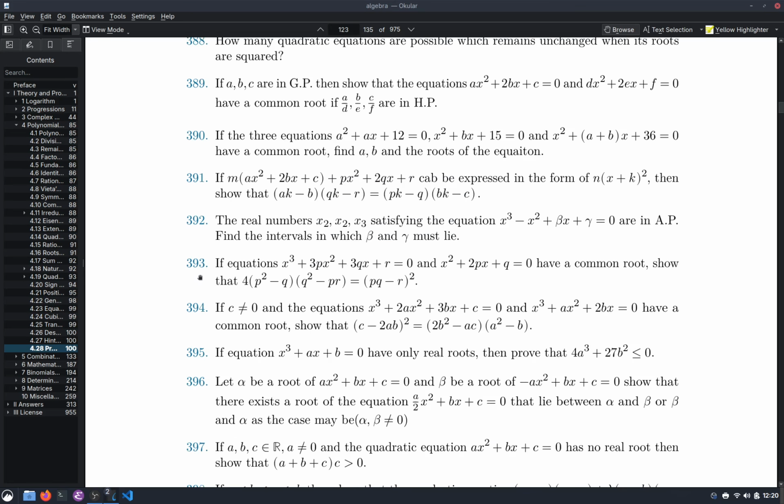Now we solve question number 393. It says that if the equations x cube plus 3px square plus 3qx plus r is equal to 0 and x square plus 2px plus q is equal to 0 have a common root, show that 4 into p square minus q into q square minus pr is equal to pq minus r whole square.